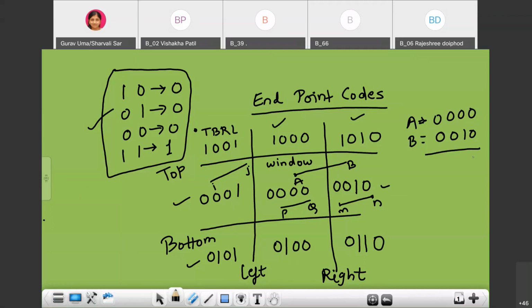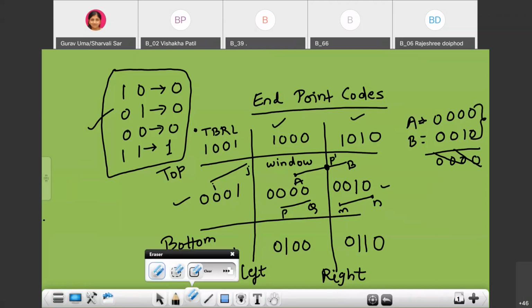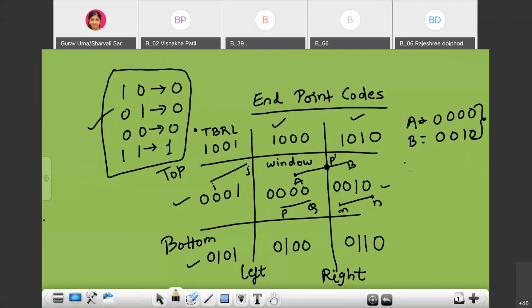If you check the output, it will be 0, 0, 0, because some part of the line is inside, but we know these two points A and B are different. So we will calculate the intersection of the line, which I call P dash. Consider the points P dash and A. A has code 0, 0, 0, 0, whereas P dash also has code 0, 0, 0, 0, as it is on the window.